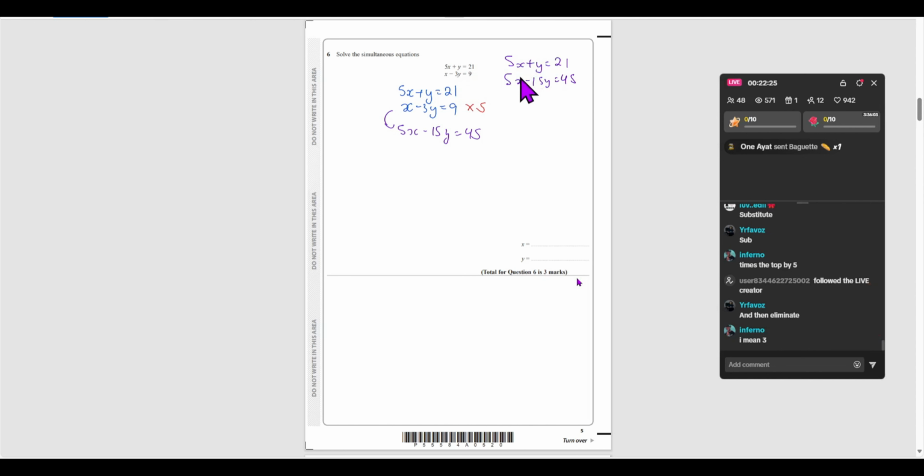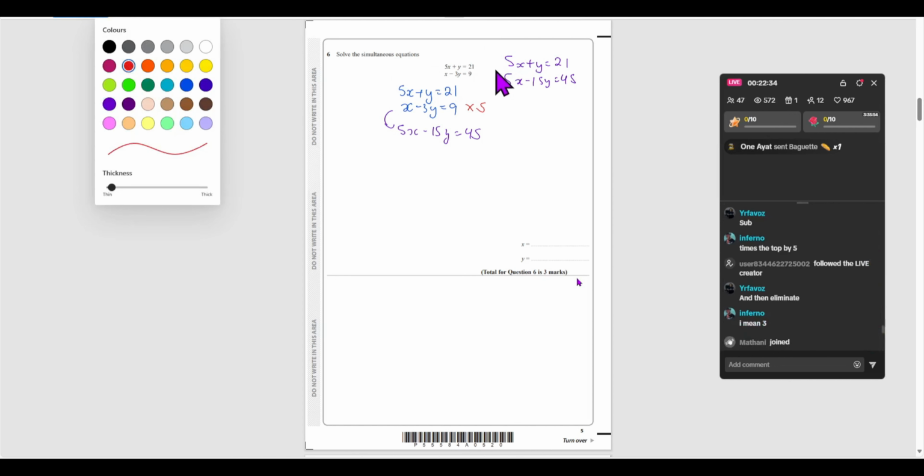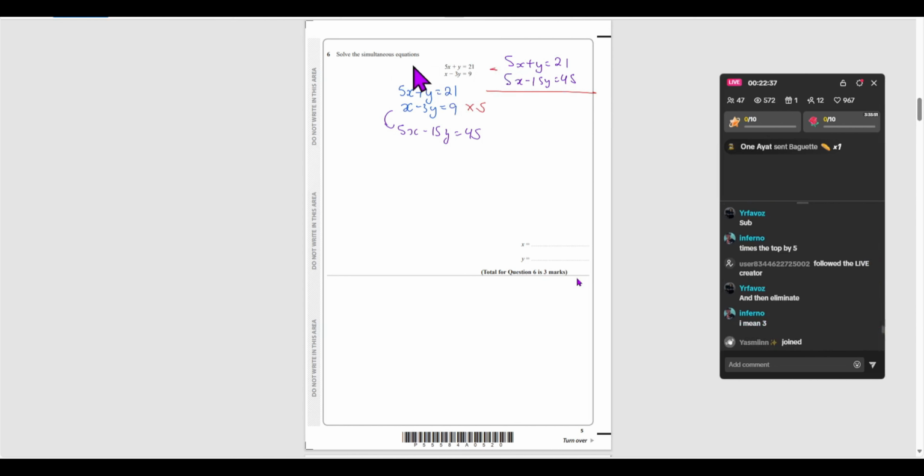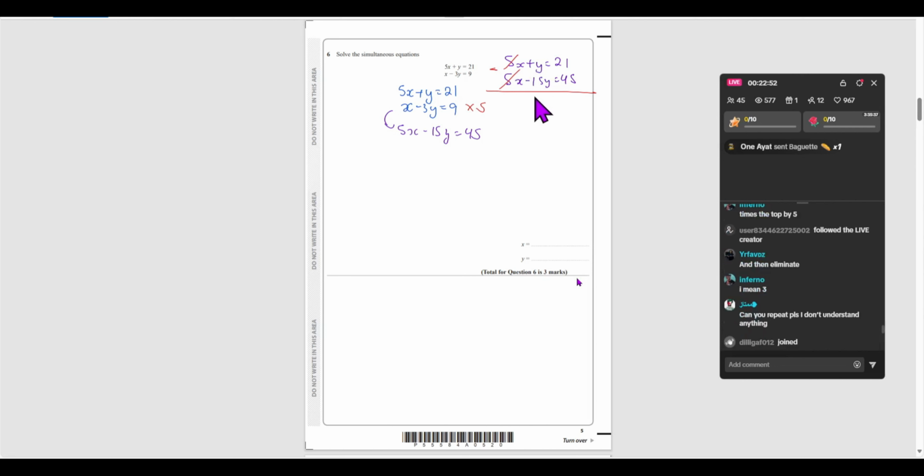Now, once we have done that, we are going to use the elimination method to subtract it out. So we're going to cancel these out. So when we do 5x minus 5x, you would cancel it out, so there will be nothing there. And then we need to do y minus negative 15y, because you will get 16y, because 2 negatives will give us a positive, which will be 16y equal to minus 24. Now once you've done that, you will get y is equal to negative 1.5. Okay?